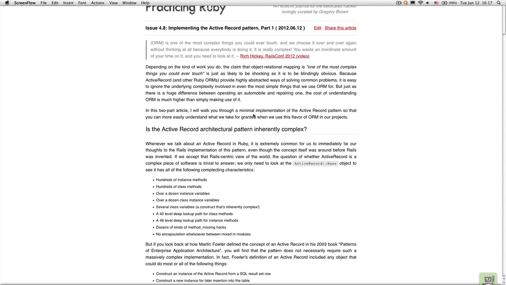ORM is one of the most complex things that you could ever touch, and we choose it over and over again without thinking at all because everybody's doing it. It is really complex. You waste an inordinate amount of time on it, and you need to look at it.